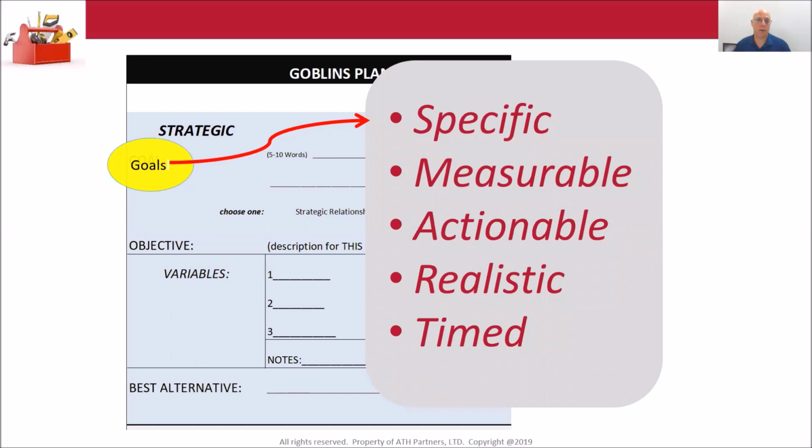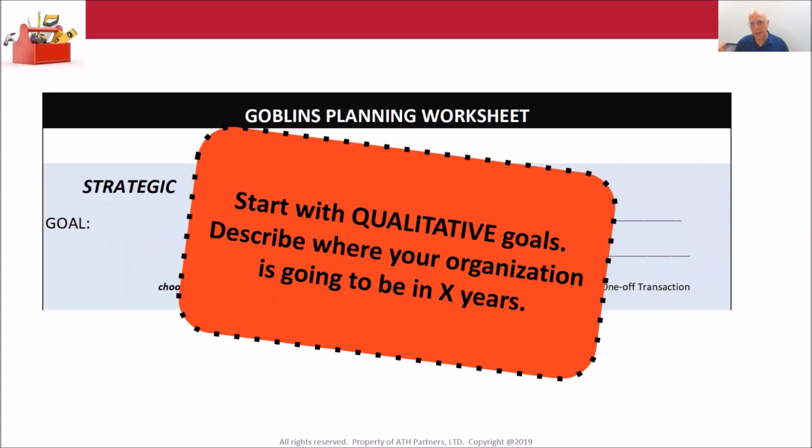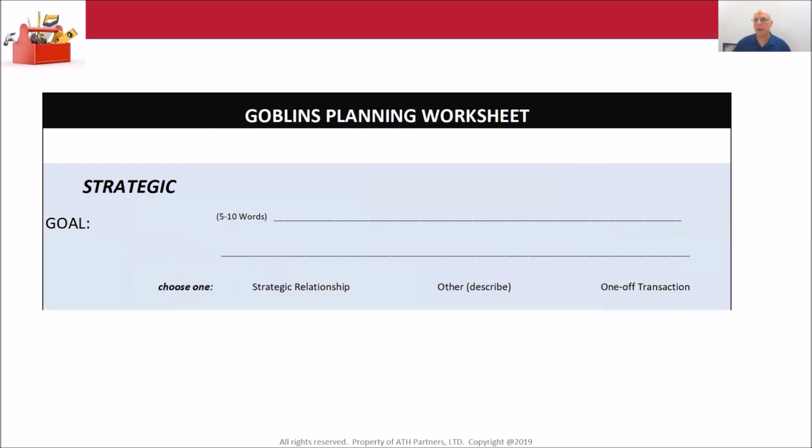So our job is to end up with a matrix that includes real values, real measurements of the things that we want and what we're willing to give up. When you are writing out your goal, I want you to be descriptive and qualitative. I want you to describe where your organization is going to be in 5 or 10 years.